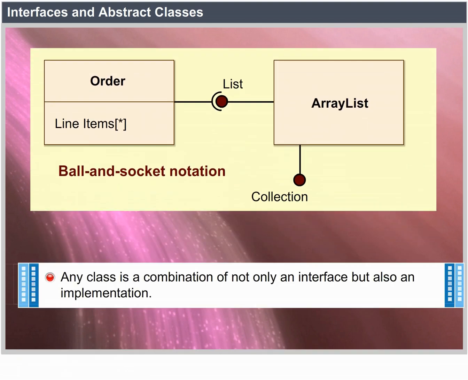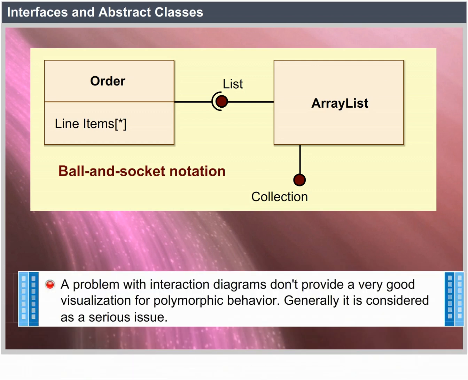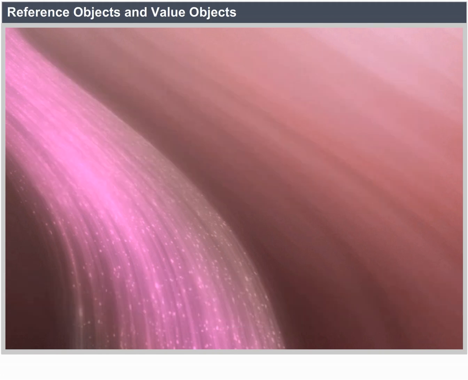Any class is a combination of not only an interface but also an implementation. A problem is that interaction diagrams don't provide a very good visualization for polymorphic behavior. Generally, it is considered a serious issue. This figure shows a more compact notation of interfaces, reference objects and value objects.